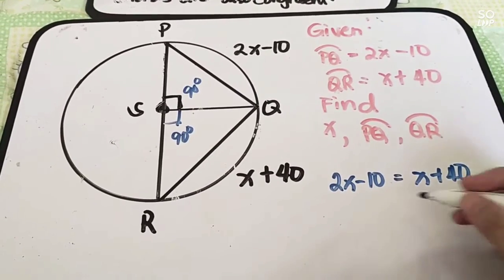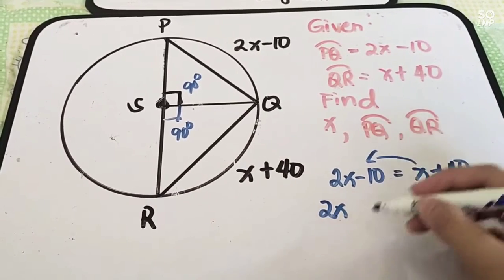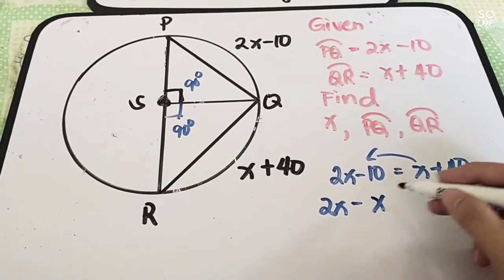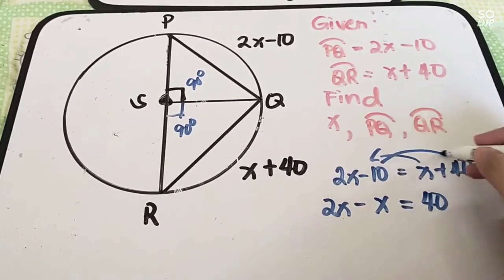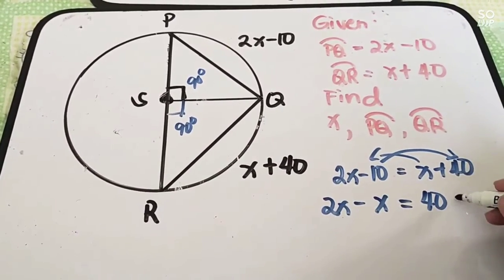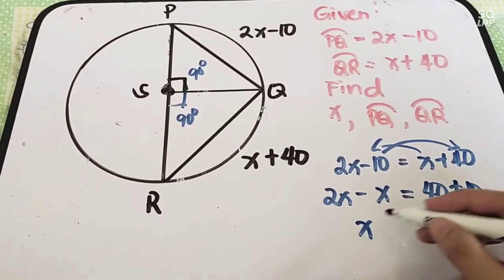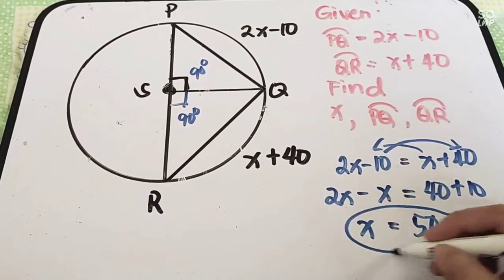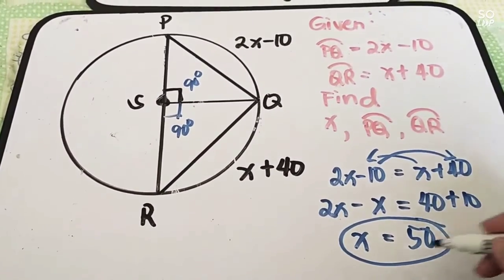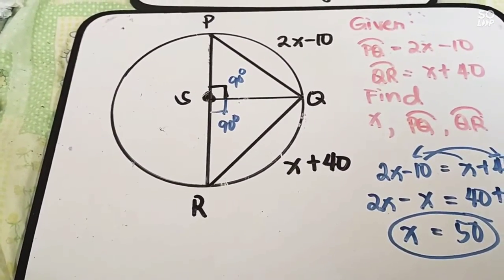Then, we just use transposition to solve for x. So, you have 2x, move the x to the other side, it becomes minus x, just change the sign. Then, copy 40 here, then move 10 to the other side, it becomes plus 10. So, 2x minus x, we have here x is equal to 50. So, this is your x. Now, we are going to substitute that. The answer should be 90.